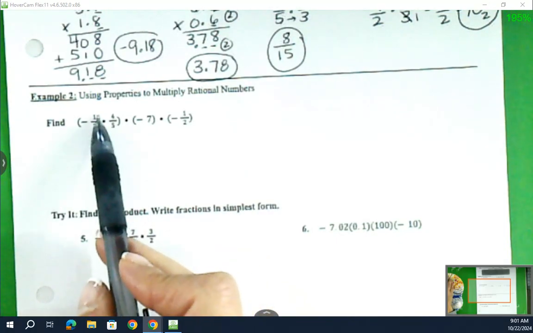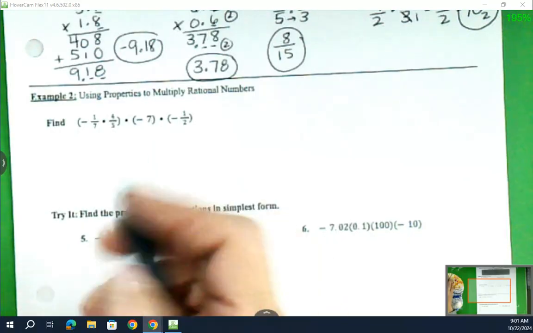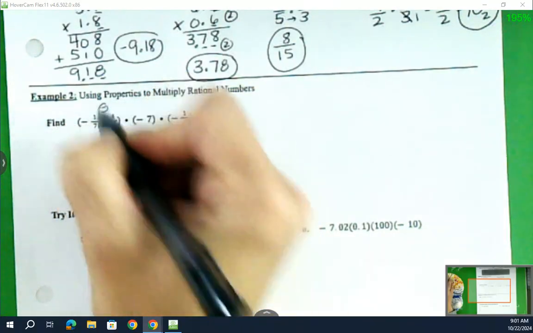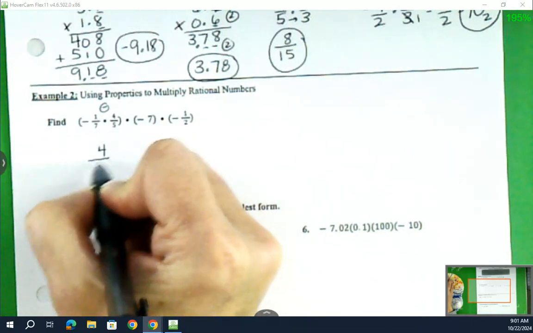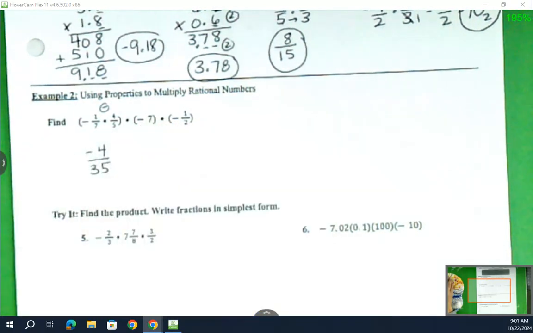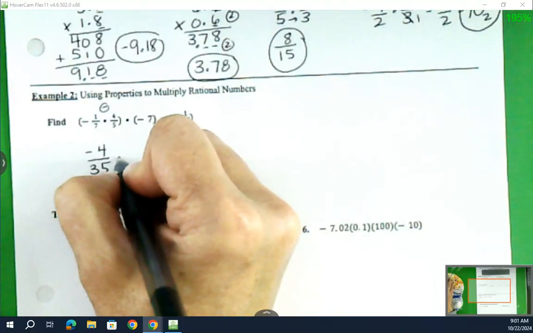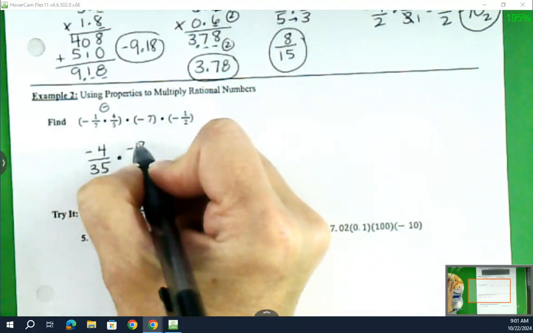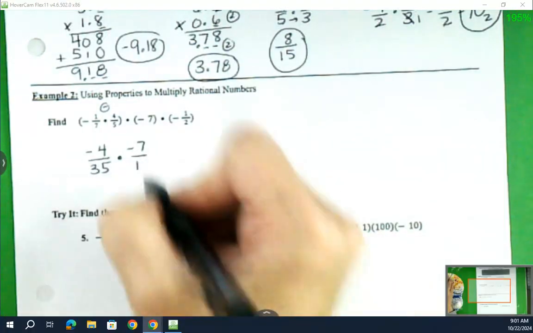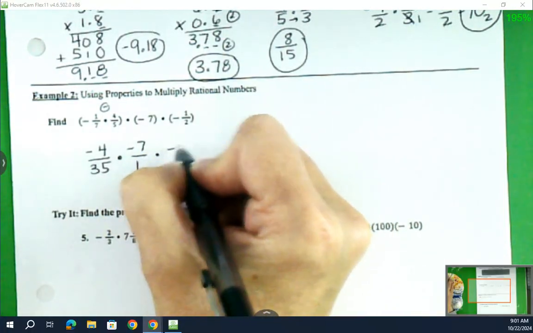The first one, we have negative 1/7 times 4/5. So we know here we're going to have a negative answer. 1 times 4 is 4, and 7 times 5 is 35. And we're going to make that fraction negative. We're going to multiply that to negative 7, and if it's not a fraction, you can always just write it over a 1, times negative 1/2.